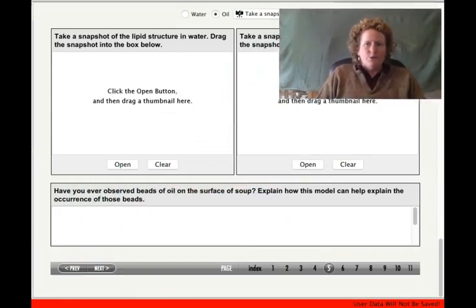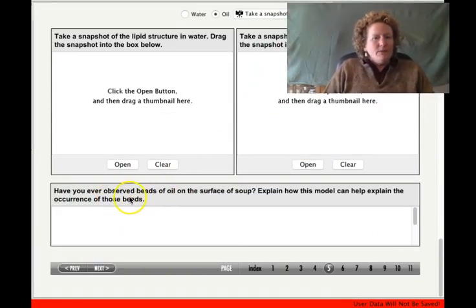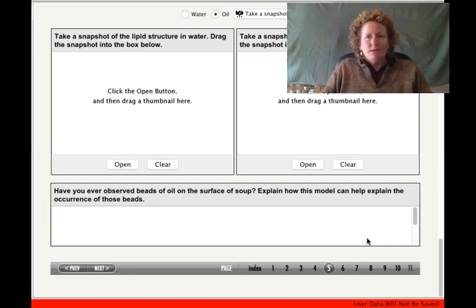So let's talk about soup now, which seems really odd, but have you ever observed beads of oil on the surface of soup? Or maybe you've had salad dressing where you have water and oil together. Explain how this model, the micelle model above, can explain the occurrence of those beads or water and oil not mixing. I will let you think about that one.